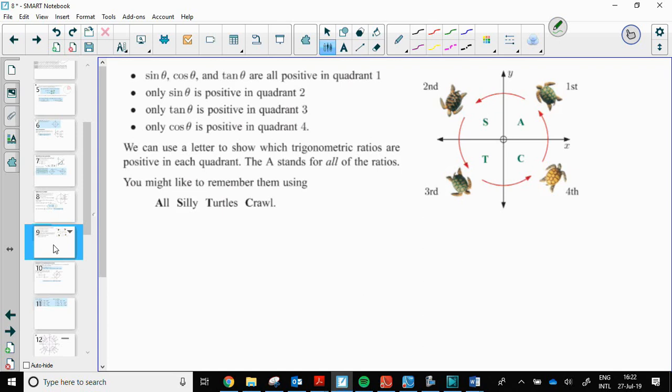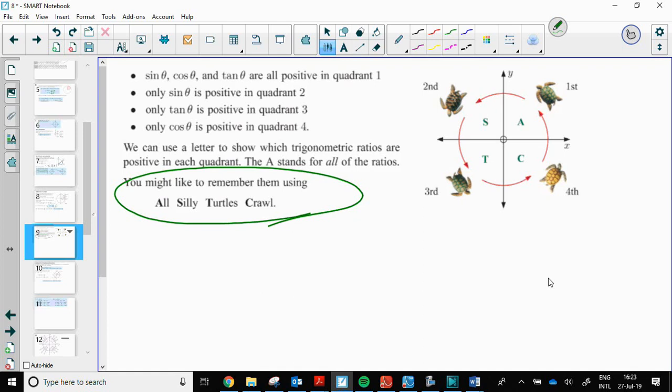And there's lots of ridiculous things you can use to try to memorize this. The book suggests all silly turtles crawl. Whatever, I don't know. When I was in school, we had like all students take calculus or something like that. Come up with your own. I don't care. All right, but notice that we're talking here about quadrants. We're not talking about angles.